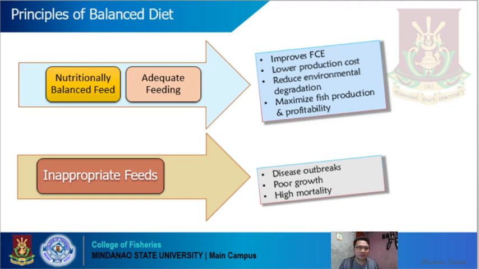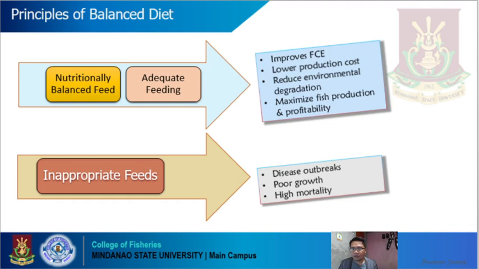So if we practice this one, it basically improves the feed conversion efficiency of the organisms, and it will have lower production costs and reduce environmental degradation. It will also maximize the fish production and profitability. This is basically the principle of a balanced diet, no? If we are giving the balanced diet to our organisms and if we practice adequate feeding, we will surely meet these principles or these outcomes.